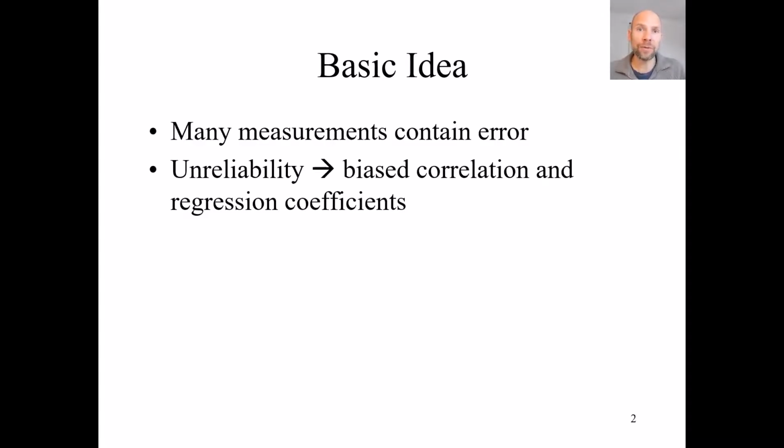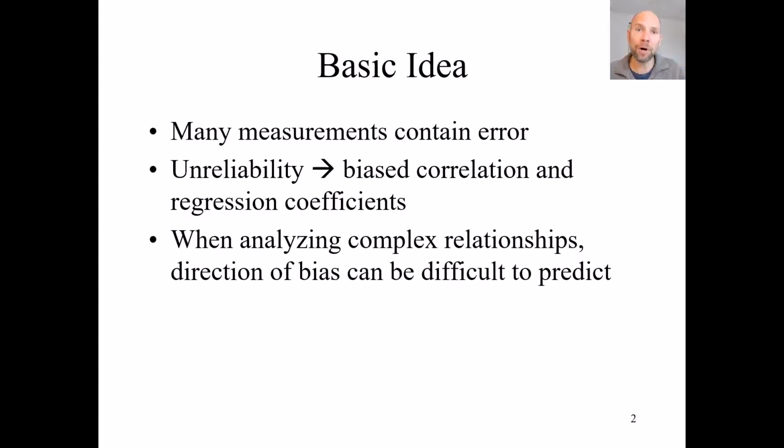And the same is true for regression coefficients when we use, for example, linear regression analysis and we use observed variables, test score variables that are contaminated by random measurement error, then also the regression coefficients can be biased. Now, when we are analyzing more complex relationships between variables, where we look at larger models where we have multiple independent variables, multiple dependent variables, then the direction of the bias can be difficult or impossible to predict.